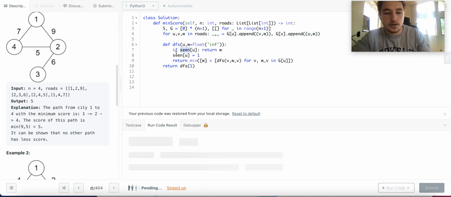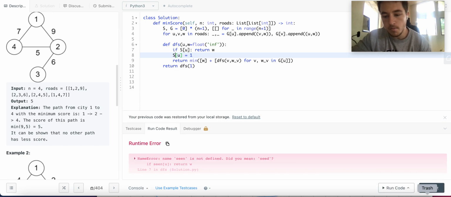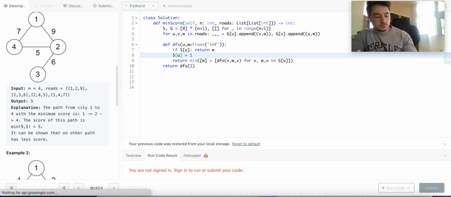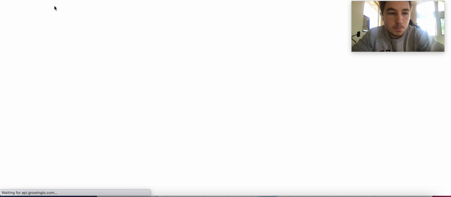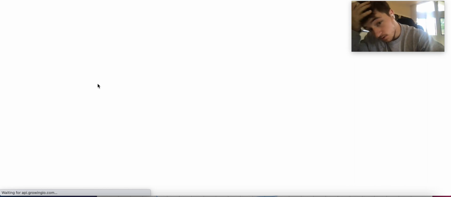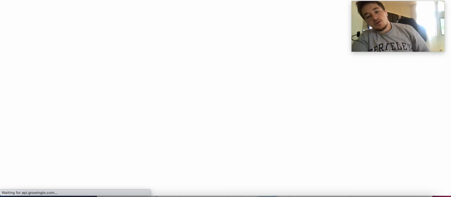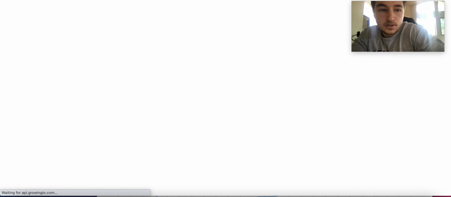Okay, so I called this seen here and S here. Let's run that again. For some reason, I've been running into a strange bug with Leetcode where it will randomly sign me out, and I'm not sure what's causing that. If any of you have any understanding of what that is, please comment below.